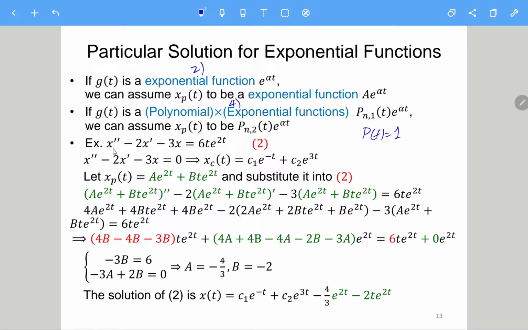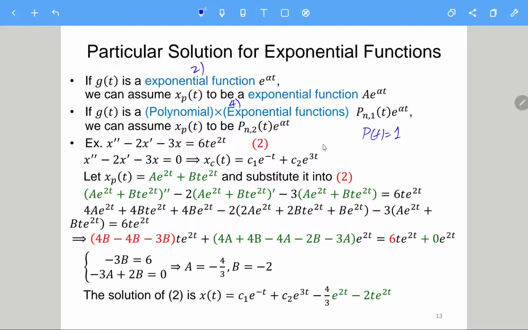So let's see an example. We have x double prime minus 2x prime minus 3x equals 6t times exponential to 2t. The first step is to find the homogeneous solution. It is the same as the previous page, so I don't repeat. The next step is to assume the particular solution. As this is a first order polynomial multiplied by an exponential function, we also need a polynomial of first order multiplied by the exponential function. This is exponential to 2t, so we have exponential to 2t here.